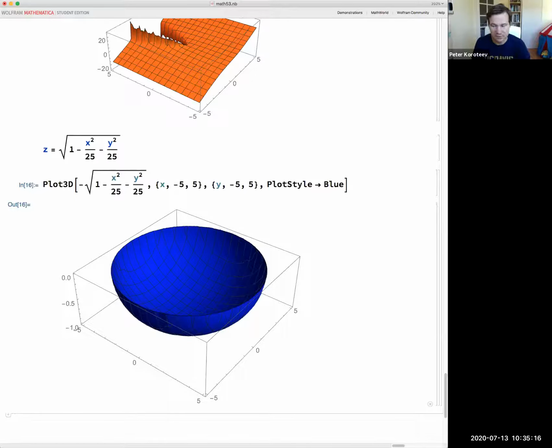So these are two branches of this function. Z is equal to square root of that. Because it's a function, right? And then typically, when we say function in real analysis, we mean single valued function. We can only capture one branch.